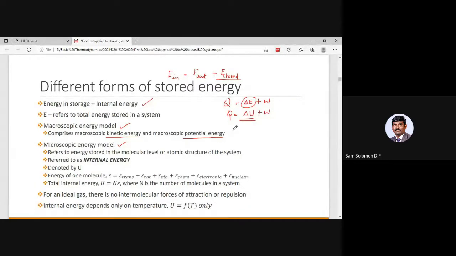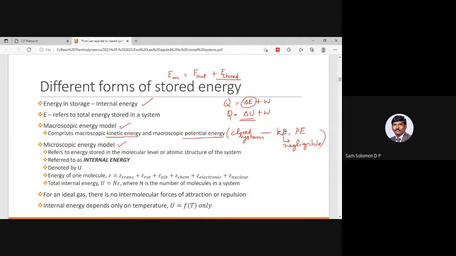So in a closed system, you don't have any mass transfer. There is no movement of mass across the boundary. So your kinetic energy and potential energy, these guys, they are negligible. So we won't be considering them in a closed system. So for a closed system, these two, kinetic energy and potential energy, they are negligible.